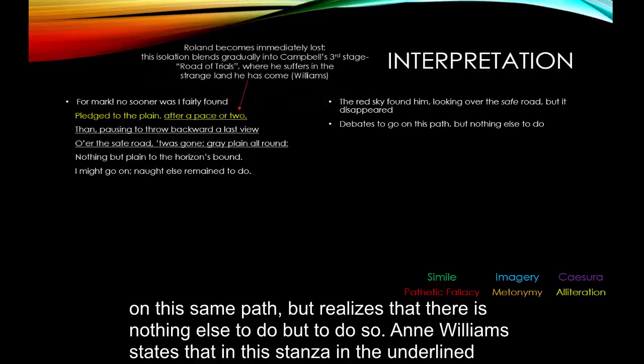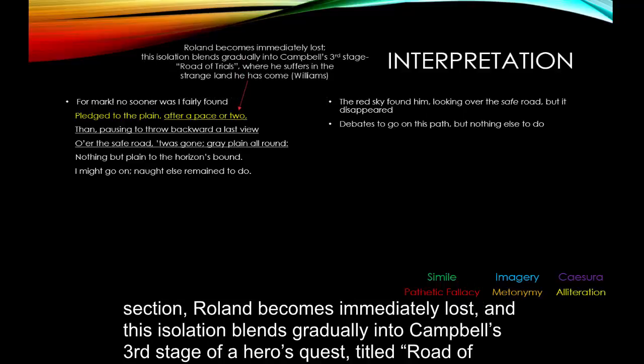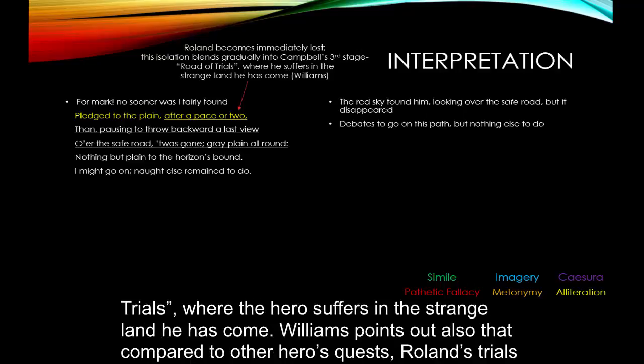Anne Williams states that in this stanza, in the underlined section, Roland becomes immediately lost, and this isolation blends gradually into Campbell's third stage of a hero's quest, titled Road of Trials, where the hero suffers in the strange land he has come.